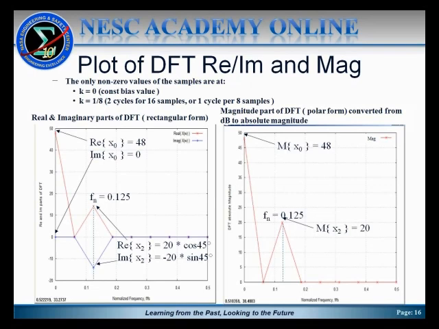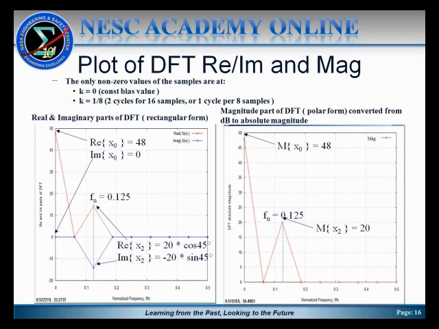And if you look at the red line, again, what we expected to see were values at k equals 0, which represents the constant bias part of this simple waveform, and at a normalized frequency of 1/8, because the waveform we put in completes one cycle in 8 samples. And if you look at the figure on the left, which is the real and imaginary parts of the discrete Fourier transform coefficients, indeed, at k equals 0, or a normalized frequency of 0, the imaginary part is identically 0, as it should be.